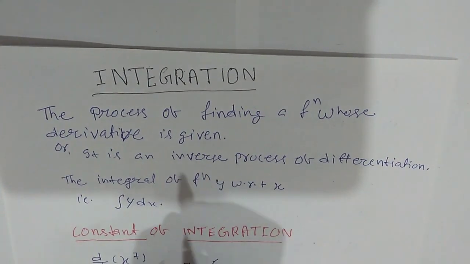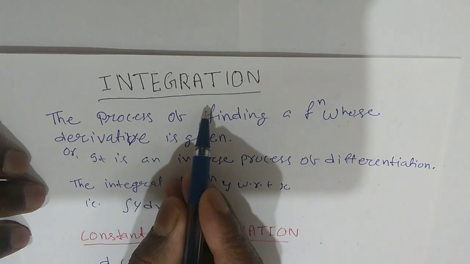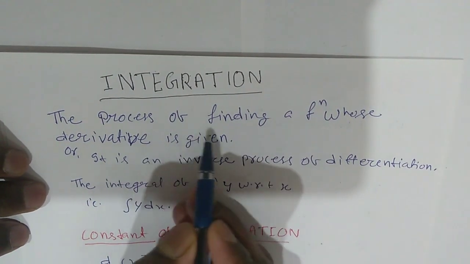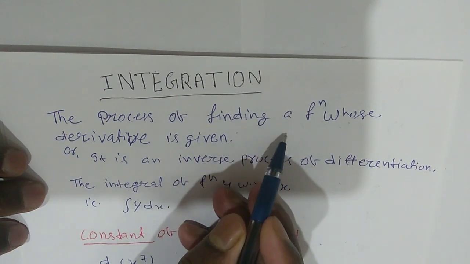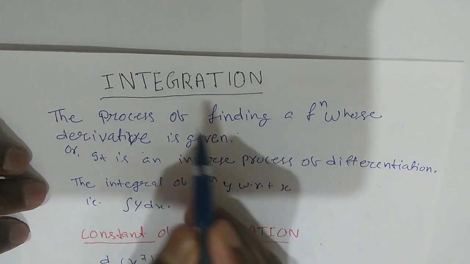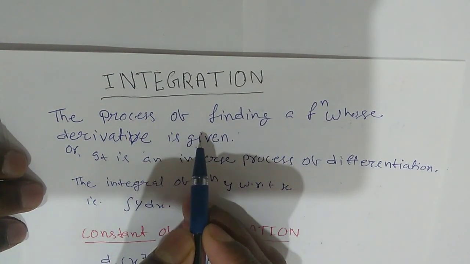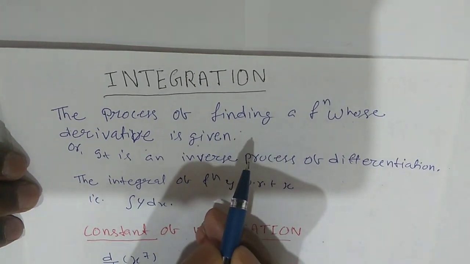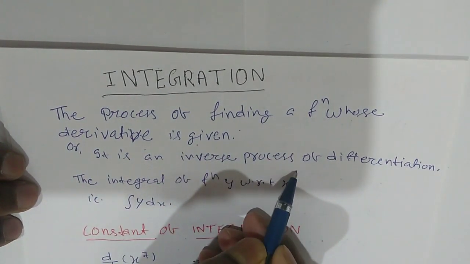The topic is integration. Integration means the process of finding a function whose derivative is given. If the derivative is not given, we don't find it. It is generally called the inverse process of differentiation.